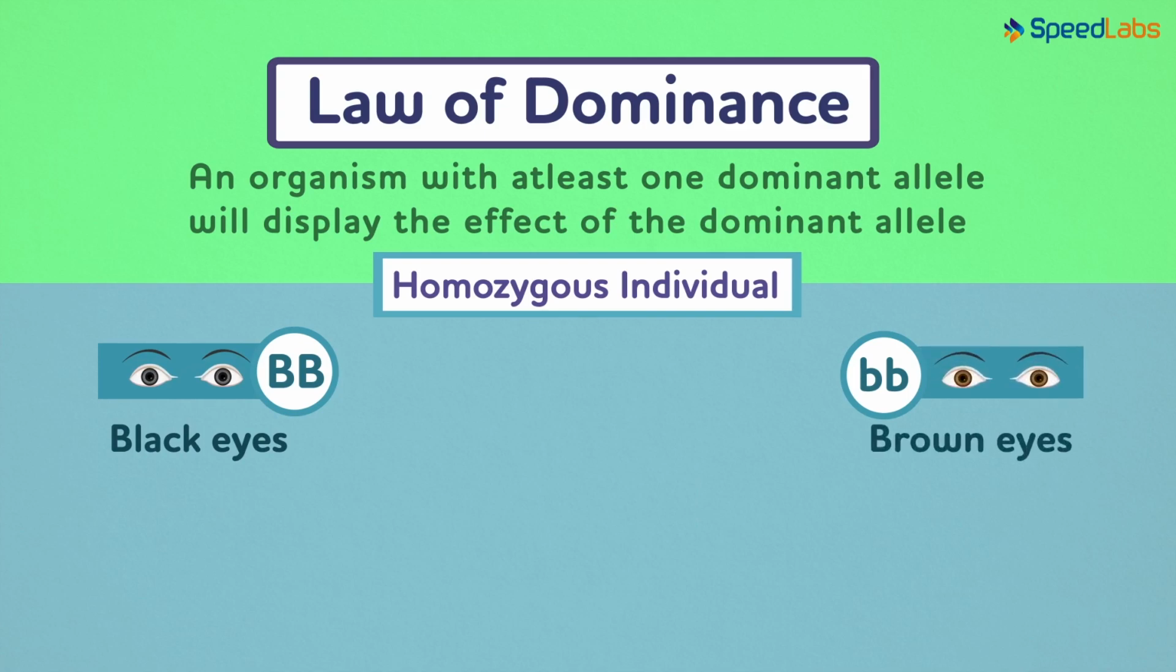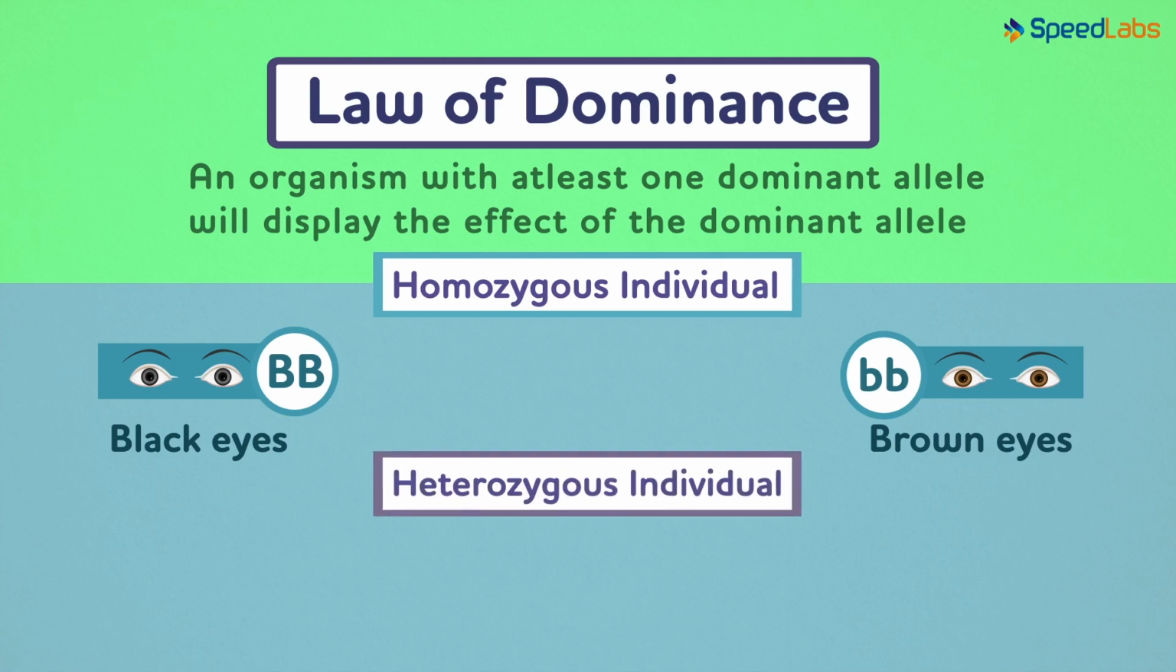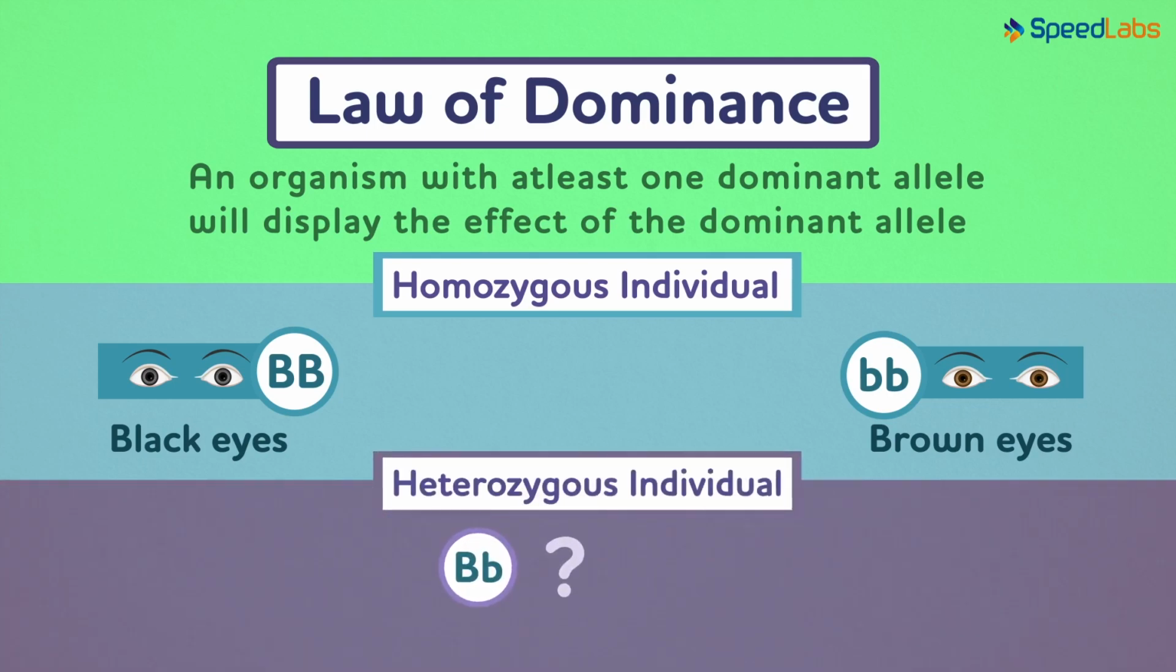But what will be the phenotype of a heterozygous individual with genotype Bb? According to the law, it will be black eyes because the individual has one dominant gene. This is how the law of dominance works. The presence of merely one dominant gene is enough for the expression of the dominant character.